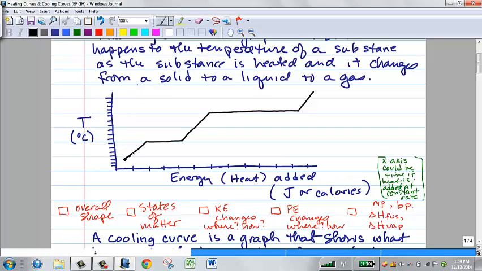Temperature is going up, up, up. Temperature stops changing for a while. Temperature goes up, up, up. Temperature stops changing for a while. And then the temperature goes up, up, up. That is predictable for a heating curve. The substances will go through the same series of temperature changes while they are being heated. So the shape of the curve is not going to change.